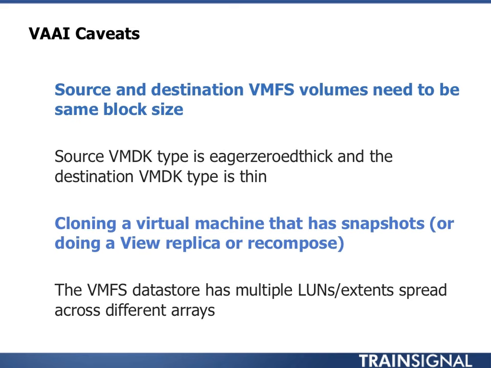Cloning a virtual machine that has snapshots, or doing a vReplica or recompose. The problem here is that you have to do a snapshot consolidation, and the array can't do that. It's not smart enough. I'm sure within a couple of years, arrays will become much more VMware aware or integrated or intelligent and allow it to do things like this. But today, your arrays don't know about consolidating snapshots, so you can't do that. So if you're cloning a machine with snaps, nope, it's not going to be VAAI accelerated.